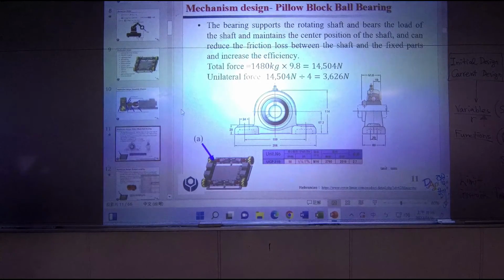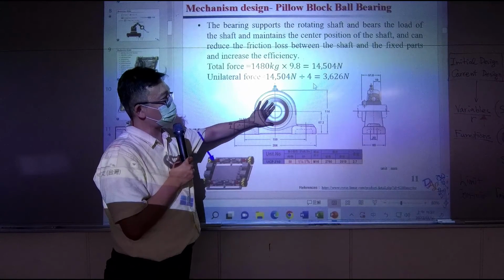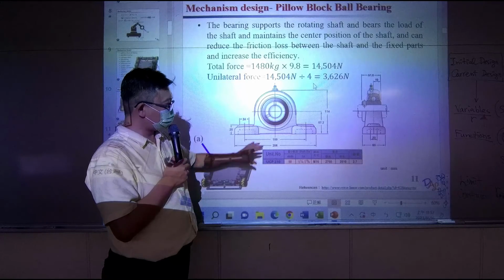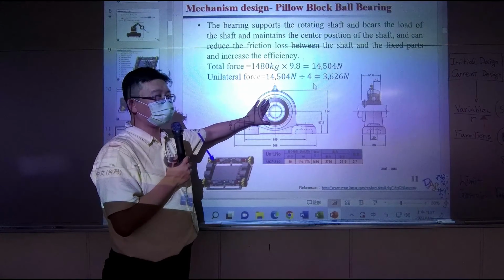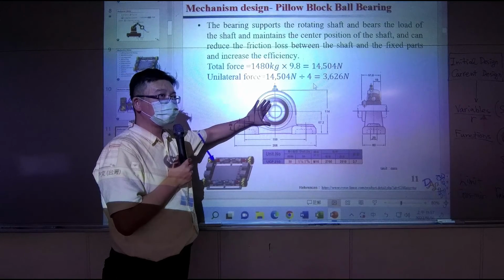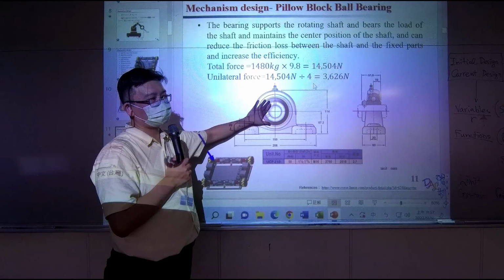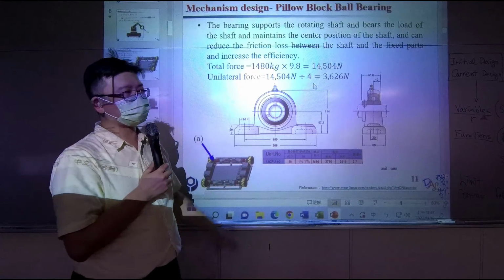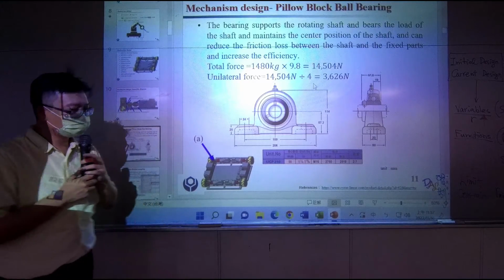So when she designed this bearing, she knows what's the total force that this bearing needs to carry. At the end, the company tells you how much load this bearing can carry, and she figured out she needs to put 2 sets of this bearing in order to carry the entire load. Okay?